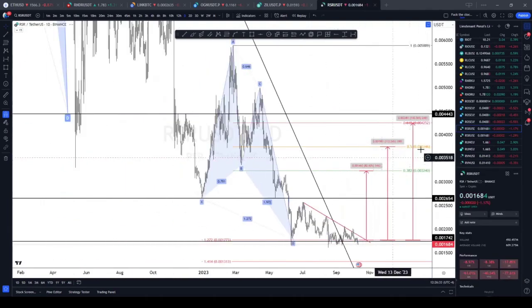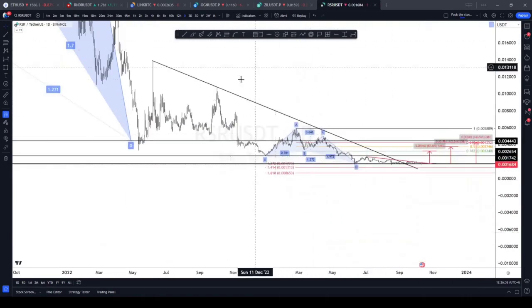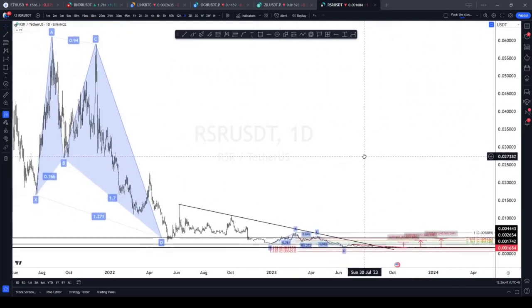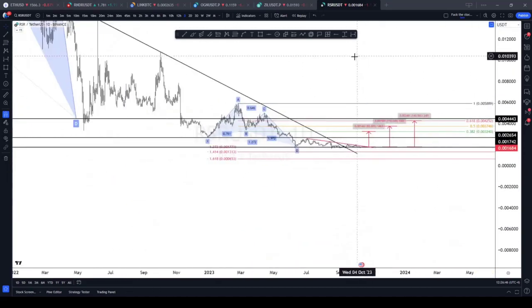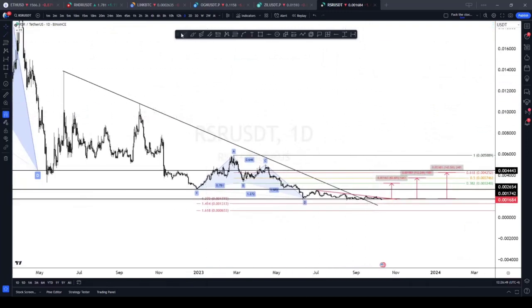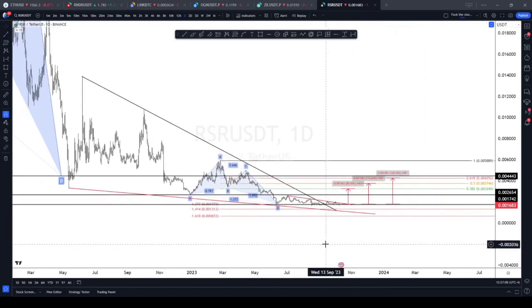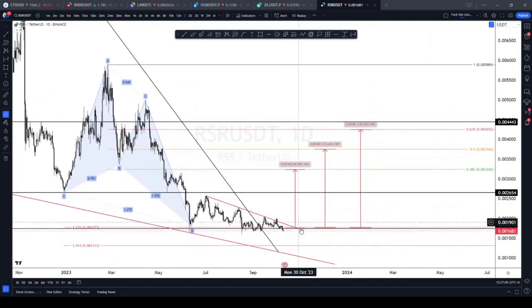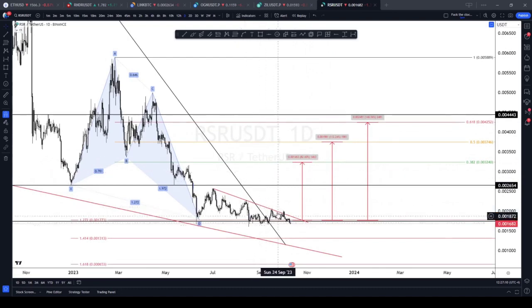But another thing to look at is we also have a much larger harmonic on this for a butterfly as well. So we also have this large harmonic. We have pretty much another fallen wedge. So what I want to see is this eventually break out of here and look for impulse moves up. This thing likes to run when it does. So that's what I'm eyeing.